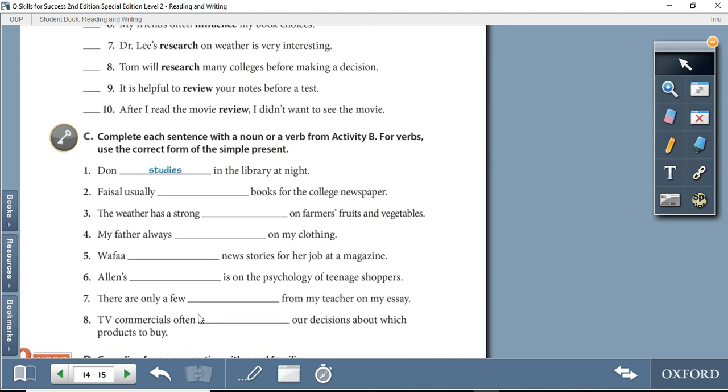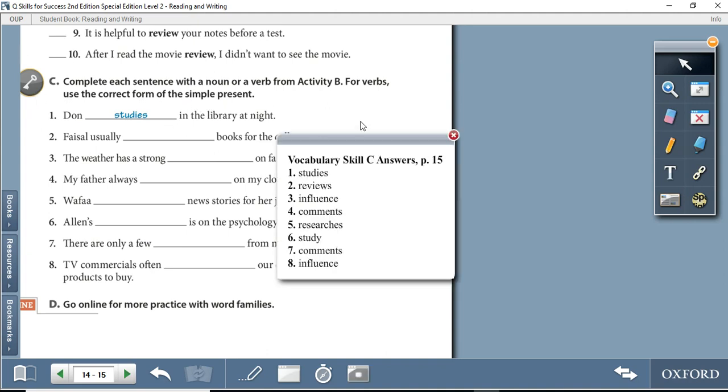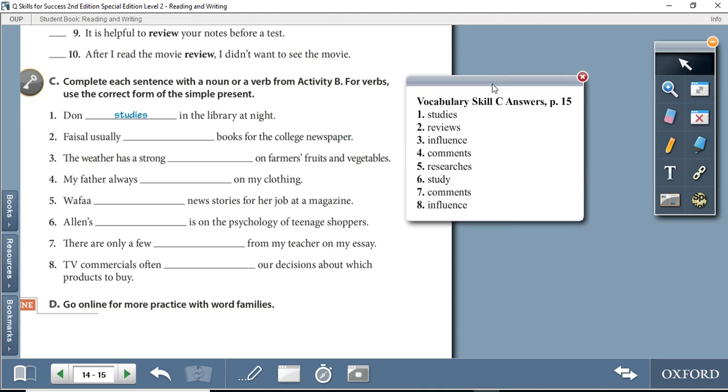And finally, activity C. Complete each sentence with a noun or a verb from activity B. For verbs, use the correct form of the simple present. So you either add the S to the singular form verbs or leave it in base form for the plural form by using the simple present. Number 1, Don studies in the library at night. Now notice here, it's not study, it's studies because it's simple present and the subject is singular.